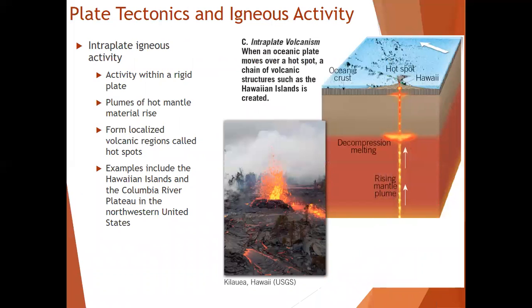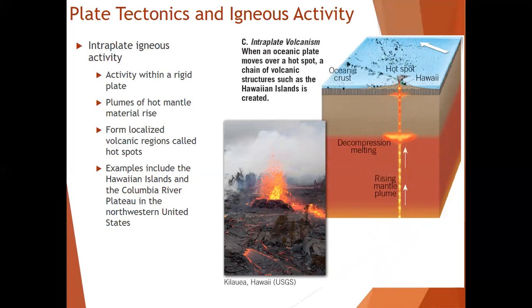And then finally, there can also be some intraplate igneous activity. This can occur within a rigid plate where a plume of hot mantle material rises. The depth of that mantle plume is a topic of debate. Large plumes are called superplumes, and they tend to form in localized regions called hotspots.